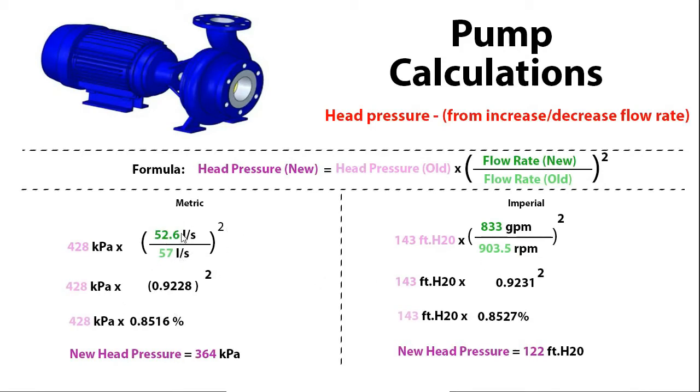Also remember, like I said, to do the division and then square this number here, so you get this out, and then you get to your final number, which is just your ratio or percent. Drop these in, multiply them out, and you'll see you come to 364 kPa or 122 feet of water.